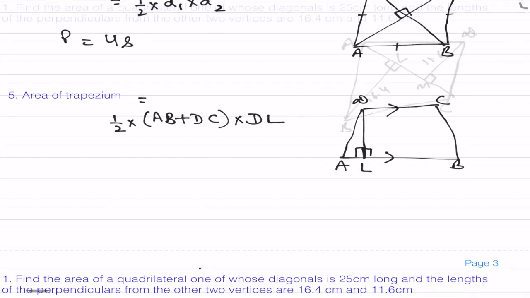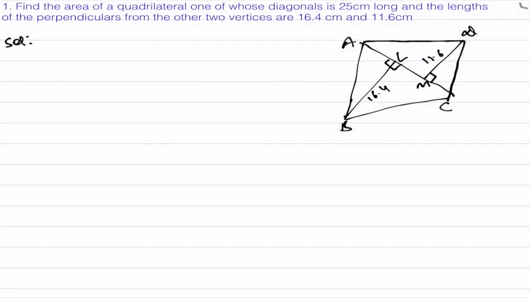So children, let's start with exercise 17B. I have taken question number 1. Find the area of the quadrilateral whose one of the diagonals is 25 centimeter long and the lengths of the perpendiculars from the other two vertices are 16.4 and 11.6 centimeter. So here we can directly use the first formula that I have explained, when one diagonal and from the other two vertices the perpendiculars are given. So area of the quadrilateral is half into length of the diagonal into the sum of the perpendiculars.